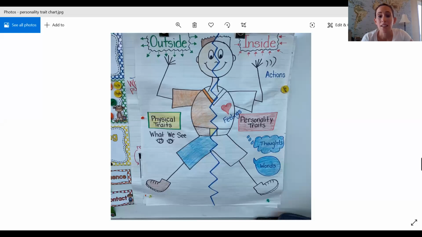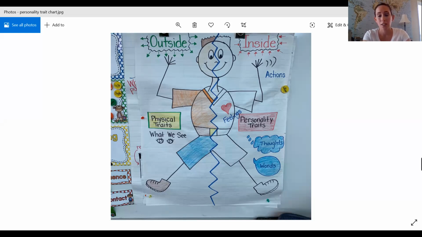So I want to share my screen with you to show you something that I hope is familiar. This is from my classroom, and this is a little anchor chart that might help us understand what we do when we compare characters. So you can see that on this side, this is the outside part of this guy. The physical traits, what we can see from the outside, is called physical traits. So you can see that he has brown hair, he has on an orange shirt, he has on blue shorts. Those are all called physical traits because we can see that with our eyes on the outside of him.